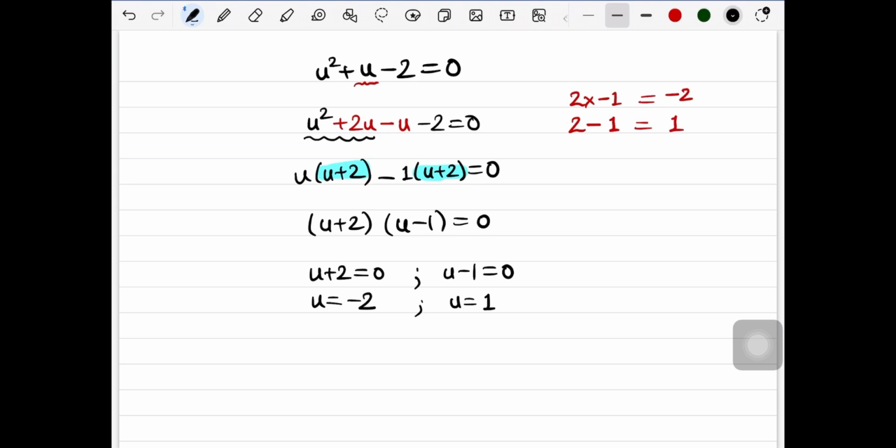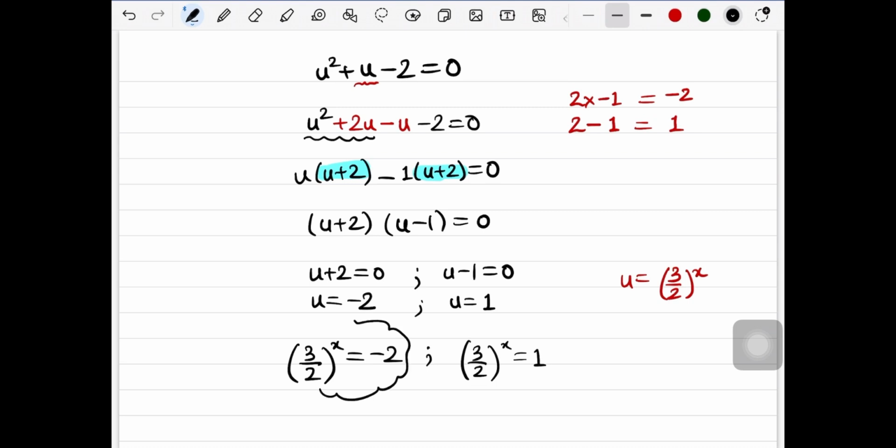Alright, now we will resubstitute the value whatever we have taken there. You remember what u was? u was 3 by 2 to the power x. So again we are resubstituting here. So this will be 3 by 2 to the power x equals minus 2 and 3 by 2 to the power x equals 1. Now we cannot get a real value for the first one, because how are we going to handle an exponent when there is minus 2? So we will not get a real solution for this equation. So we will reject this one and continue with the other one.